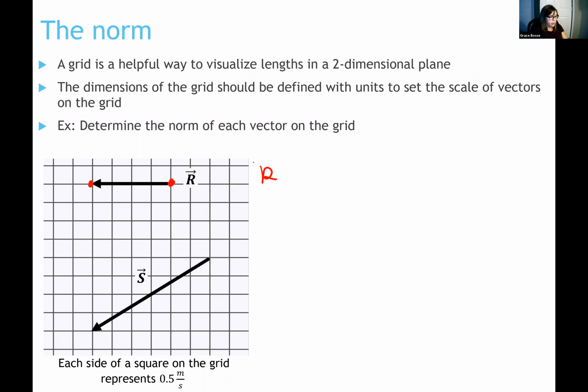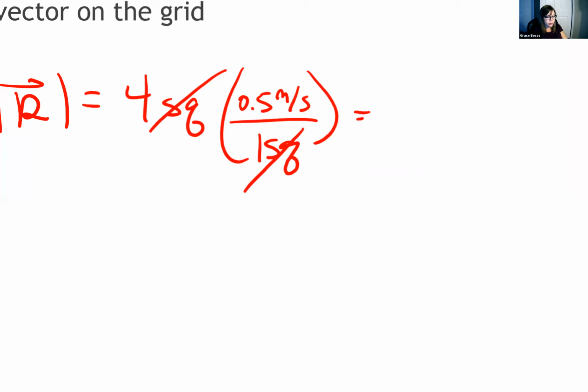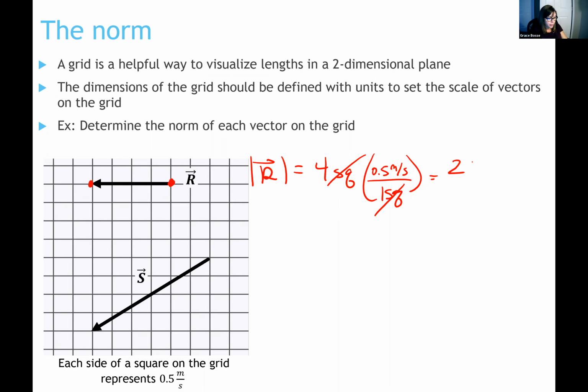So the norm of vector R, I write vector R and I put the absolute value bars around it. That means the norm of vector R is equal to 4 squares. And there's a conversion rate that 1 square is equal to 0.5 meters per second. So don't forget unit conversion. I taught you that for a reason. The norm of vector R, I can calculate it as 2 meters per second. So 4 squares, each of them is 0.5 meters per second. So now I get that the norm of vector R is 2 meters per second.